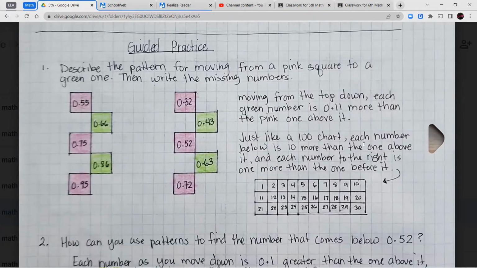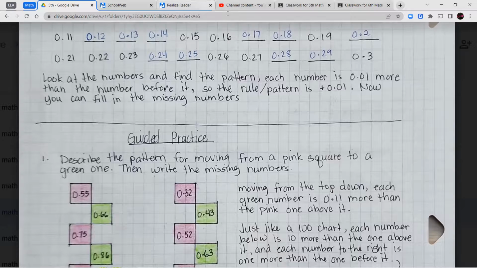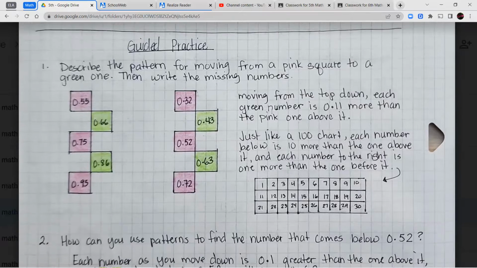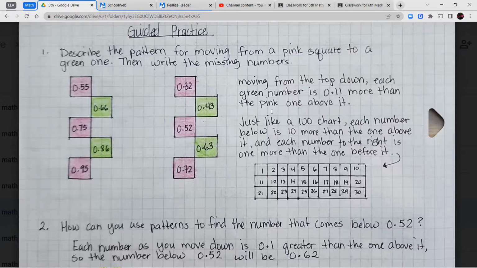Now for our guided practice. This is following something very similar to a hundreds chart, but they're only giving you some of the squares. So describe the pattern moving from a pink square to a green one, and then write the missing numbers. On the left side is the one that they already gave you, 0.55 or 55 hundredths. If you go down one and across one, you get to 66 hundredths. From the next pink one to the green one, 75 hundredths, 86 hundredths.